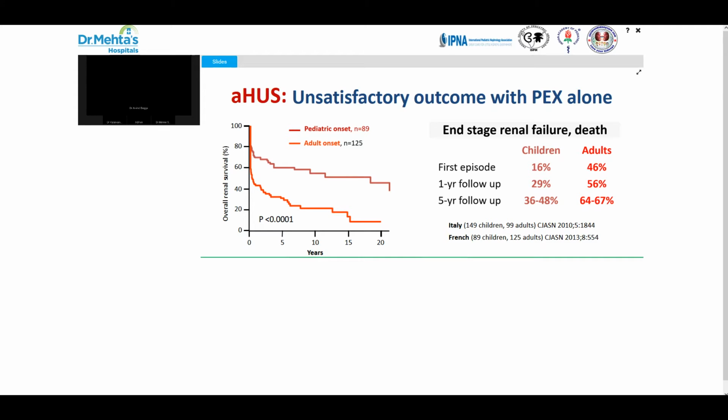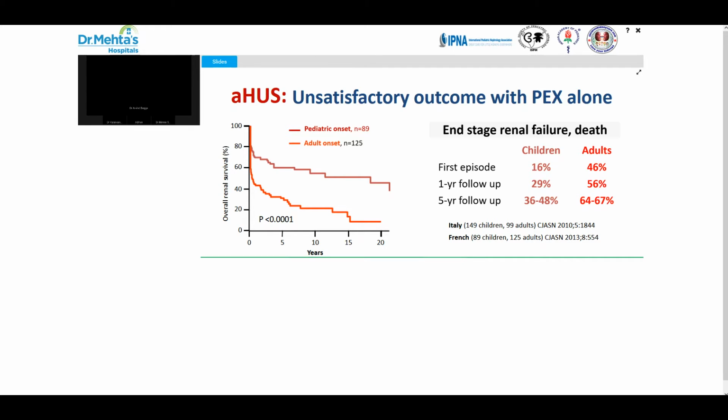But this single Kaplan-Meier really shows the outcomes when you do plasma exchanges alone. If you look at this data, based on data from Italy as well as from France, on a very large number of children as well as adults, you can see that while children do slightly better, even at the end of 5-year follow-up almost 45% of children and almost 70% of adults would be at end-stage kidney failure, or they would have succumbed to the illness. So more than 50% of patients at the end of 5-year follow-up with plasma exchanges alone do not have a good outcome.